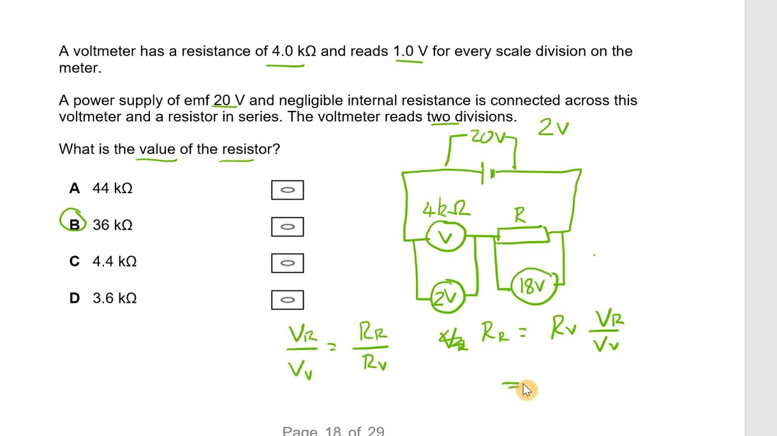Let's put some numbers in here. The resistance of the voltmeter we're told is 4 kilo ohms. Let's remember that's kilo ohms and not ohms. The potential difference of the resistor is 18 volts. Potential difference across the voltmeter is 2 volts. Put that into your calculator and you'll get an answer of 36. Remember that was kilo ohms, 36 kilo ohms, answer B.